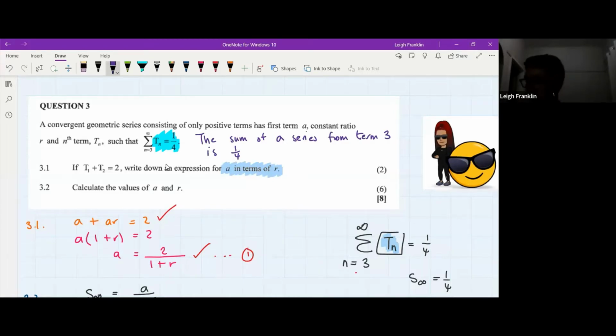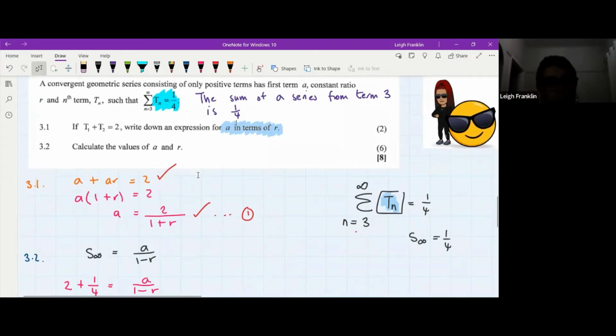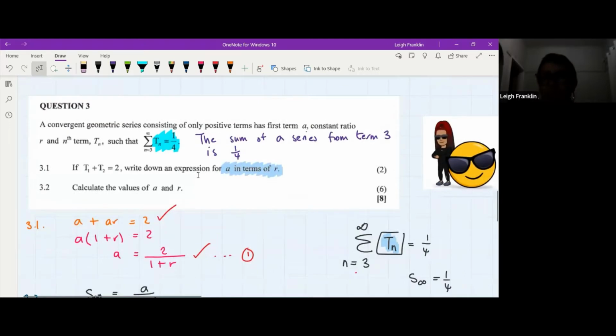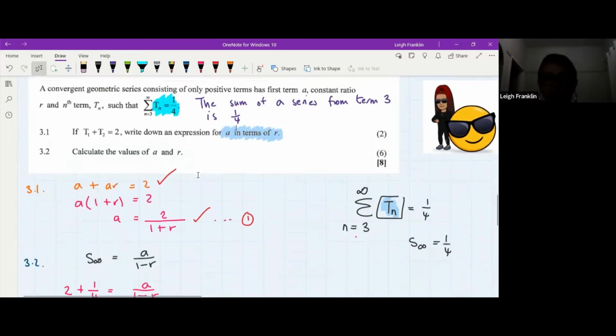Oh, yes, thank you. Katlego, you are wonderful. Absolutely. That's what I couldn't articulate. I'm so glad that you're here and you can help me. But that's exactly it. So I think you've put it beautifully. So the sum of a series from term 3 is 1/4. Absolutely. So now we have to add term 1 and term 2 to that to get the entire sum to infinity. And that's why our solution, what we've done here, is correct. Does that make more sense now, guys? Yes, ma'am. Okay. All right, lovely.